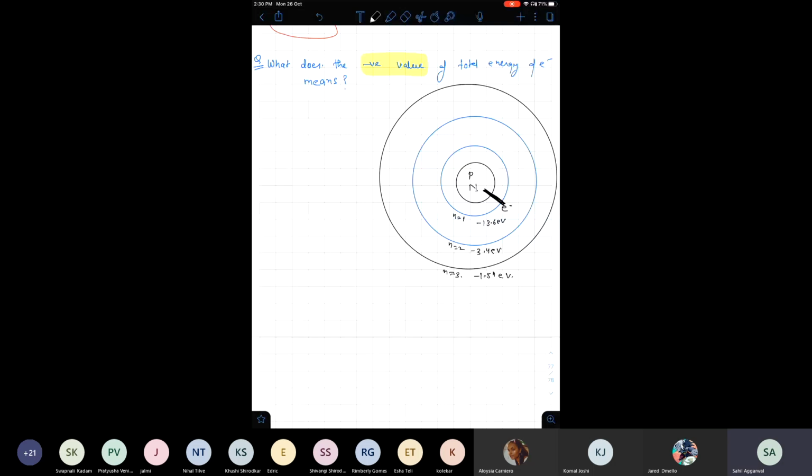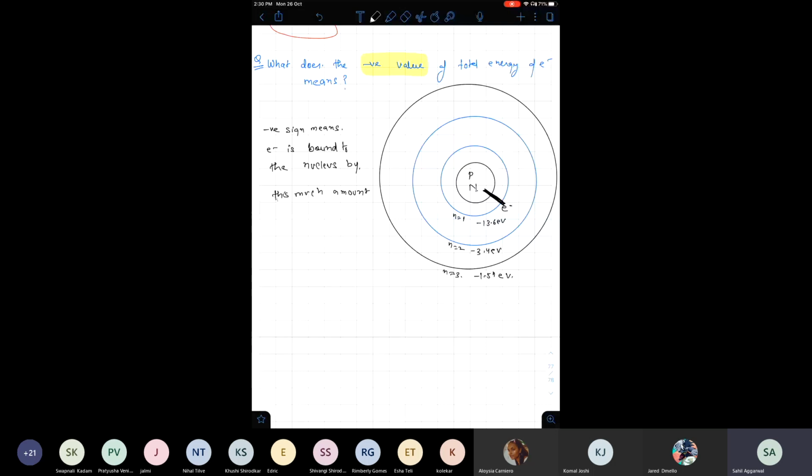Negative sign means electron is bound to the nucleus by this much amount of energy.